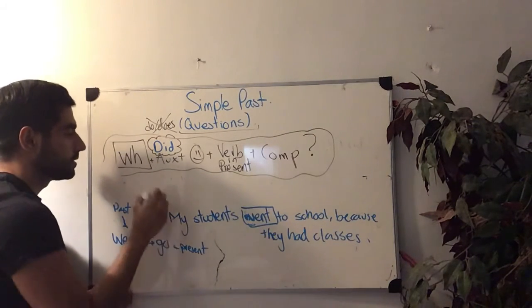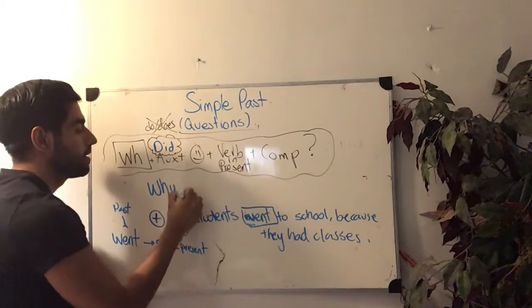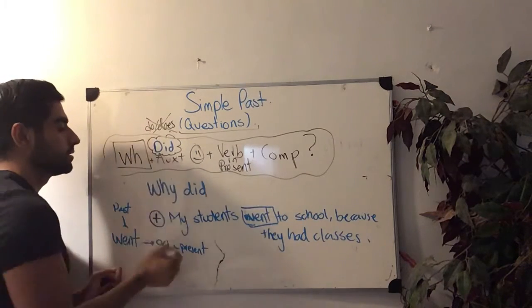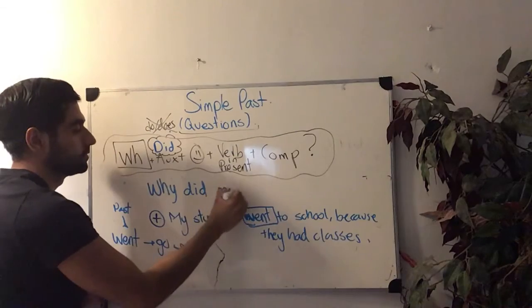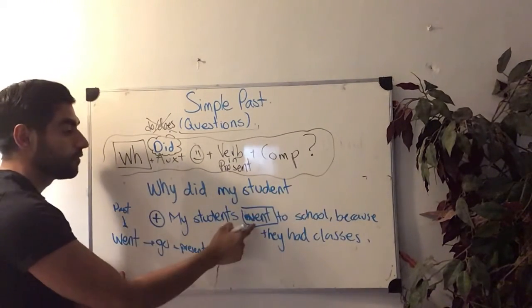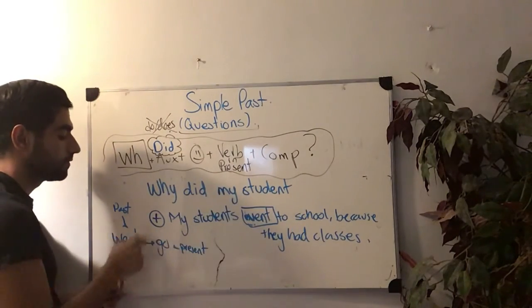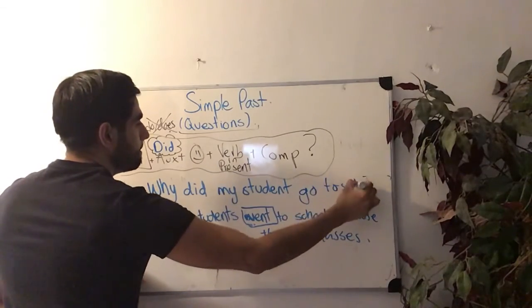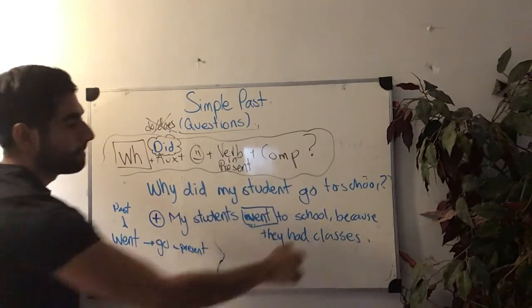It will be like this. Why, yes, acuérdense, why did, otra vez, auxiliary is only did, not do, not does. It's only did, solamente did. Why did who? My students. And the verb over here is in past. I don't use verb in past, I use verb in present. So what's the verb in present? Go to school. Why did my students go to school? Because they had classes.